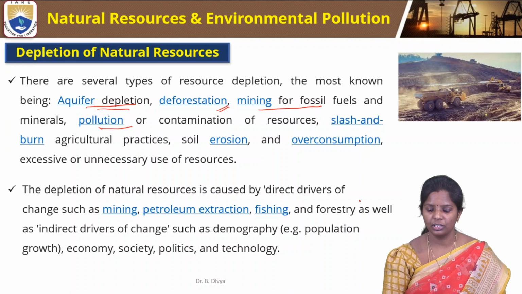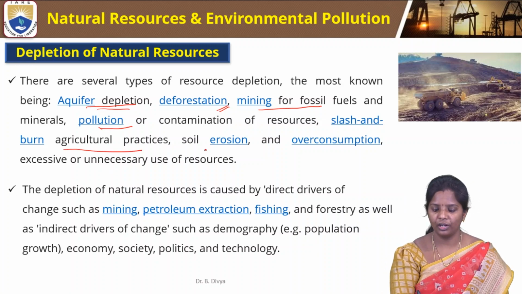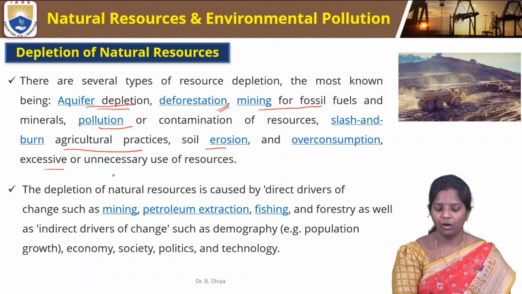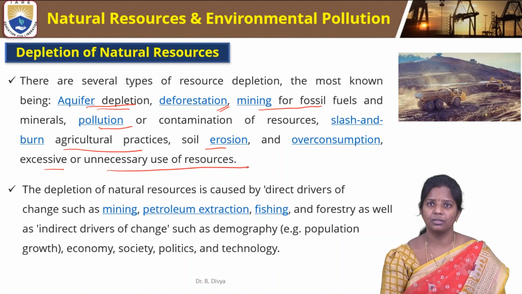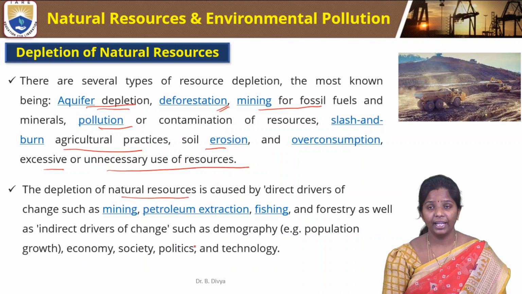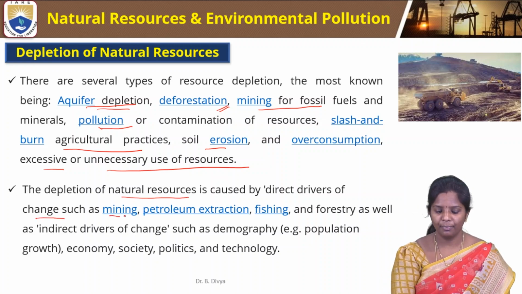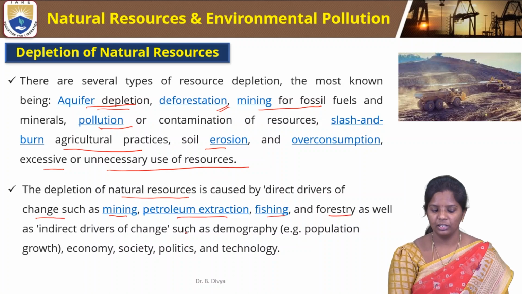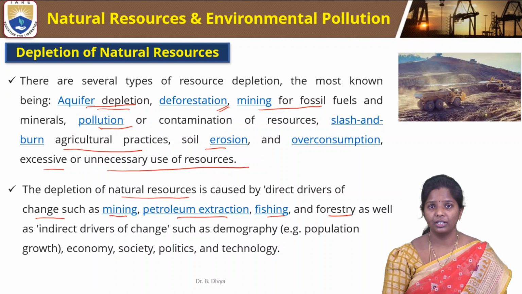Pollution or contamination of resources, slash and burn agriculture practices, soil erosion, and overconsumption, or excessive or unnecessary use of resources. All these cause depletion of the natural resources that are given by nature in the natural form. So the depletion of natural resources is caused by direct drivers of change, such as mining, petroleum extraction, fishing, and forestry. These are the direct ones wherein we do excessive extraction of resources that affects the natural resources that are present. That also affects the replenishment of those resources. Before they get replenished, we are taking them out.